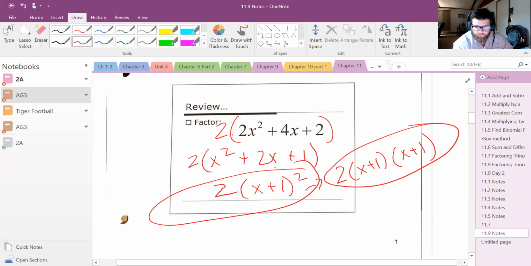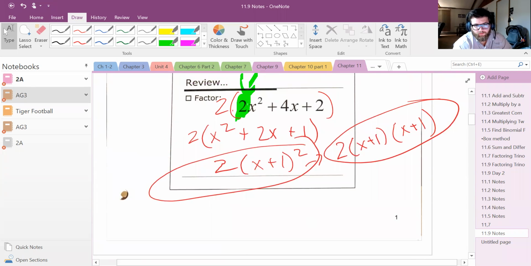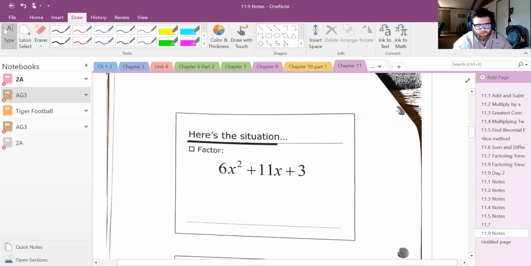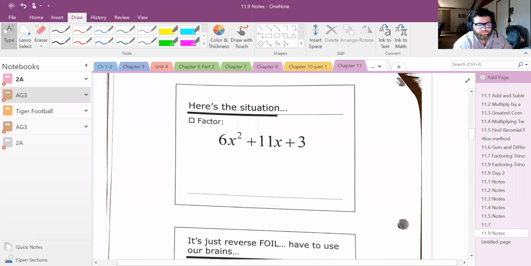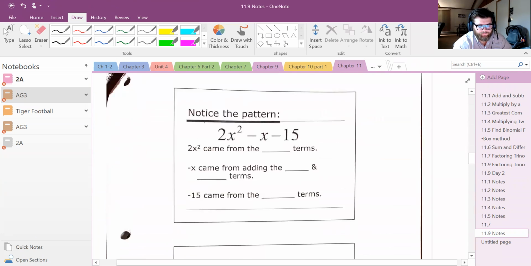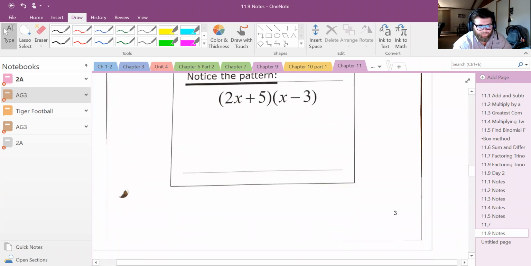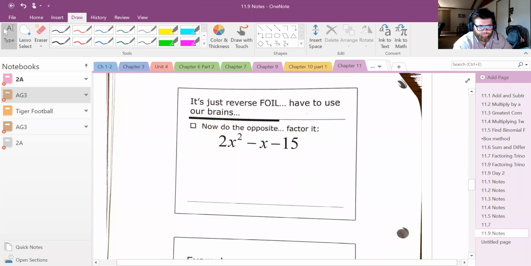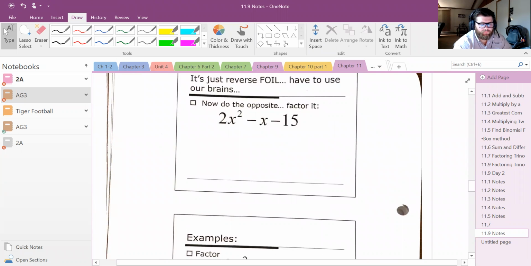Let's review, right? But notice how this a value, the value in front of the x squared, is not 1. This one worked out okay because we can factor something out of it to make it 1. What if we can't do that? Let's get to a different one. What if we can't take something out of it?